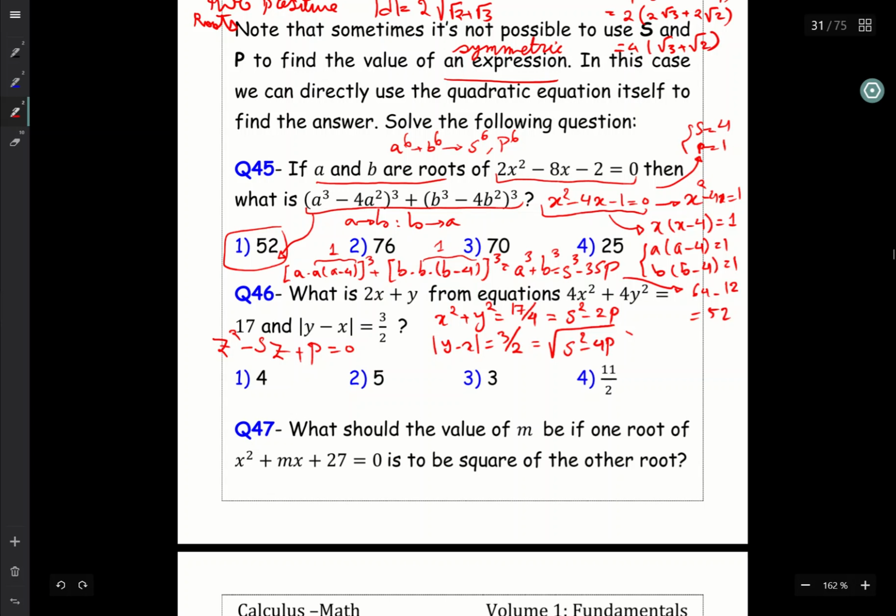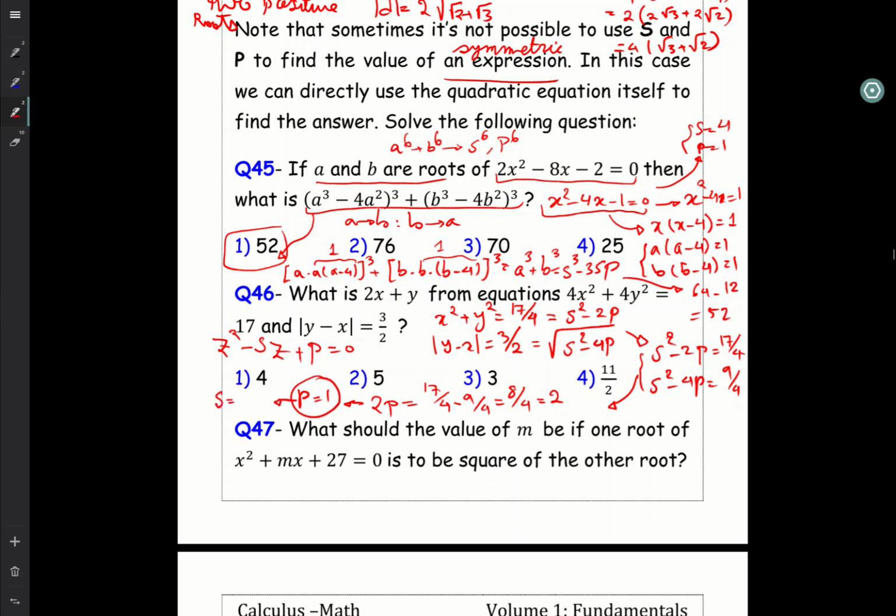Now if we square these two, we end up with s squared minus 2p is 17 over 4. And if we square the second one, s squared minus 4p is 9 over 4. If we subtract these two, we end up with 2p equals 17 over 4 minus 9 over 4, which is 8 over 4, which is 2. Therefore, p is 1. So we immediately find the product, and based on that, we immediately find the sum.